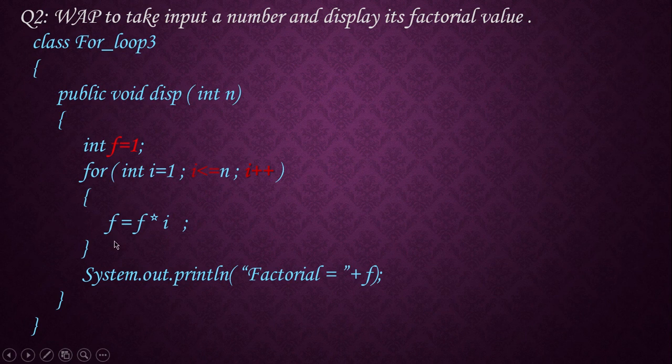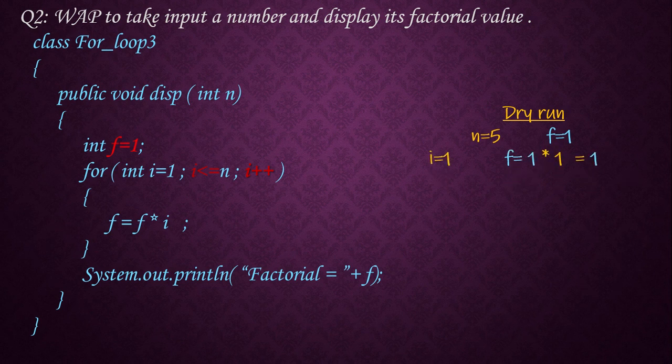Now what I am doing, I am repeatedly multiplying and storing it. In the previous program we have seen, so same logic. So let us see once more. Suppose I have taken the value of n as 5, and my f is initialized with 1. So my loop starts. First time my value of I is 1. So f is computed as 1 into 1. So 1 is again overwritten in f.